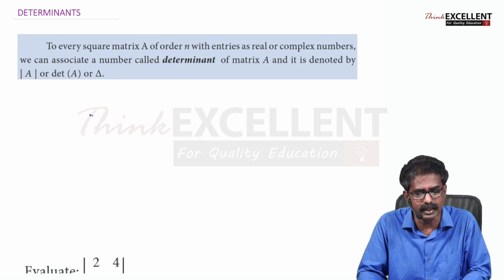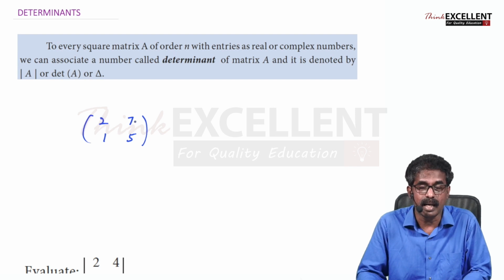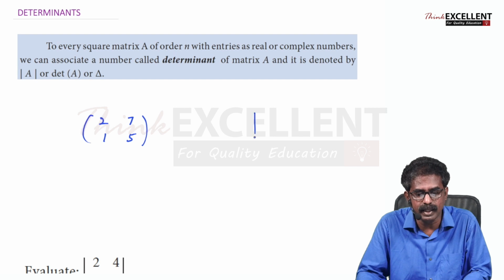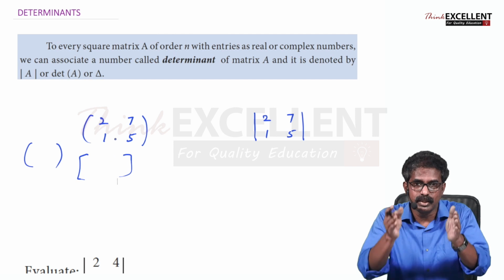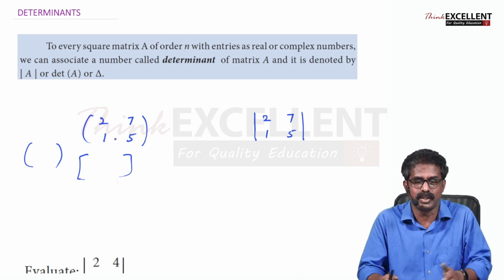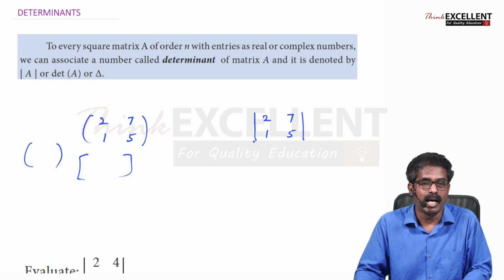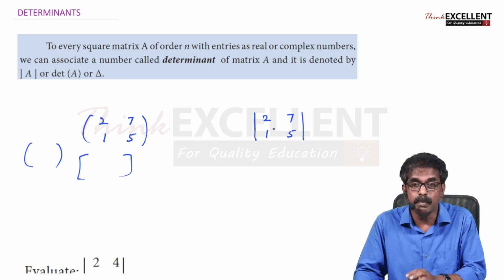Suppose I'm taking a matrix, say 2, 7, 1, 5. This can be converted as a determinant. How you know? Only the physical appearance you have to write like this. This we read it as determinant. This is a matrix. Matrix we use this symbol or square bracket, right? For matrix. But determinant, just 2 lines, 2 bars. Okay? You write the elements. And this can be simplified.